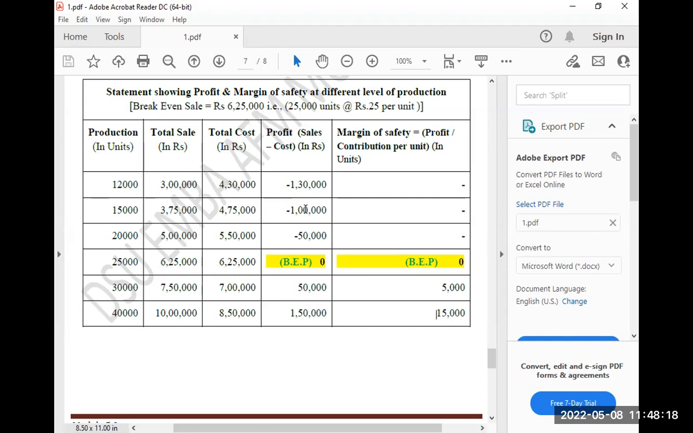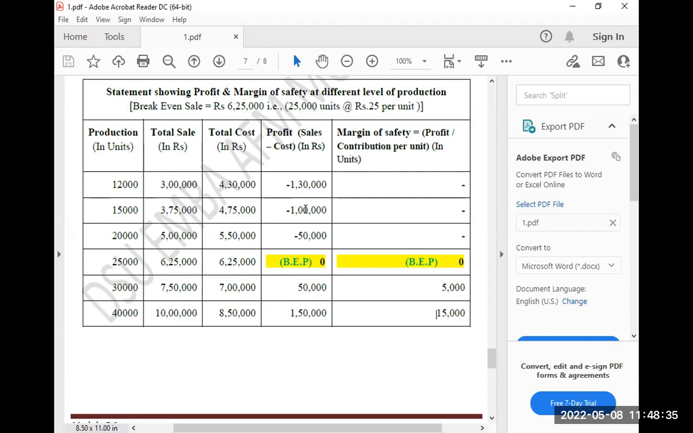Okay. And the last is 15,000 units. Simply you can say this is 30,000 minus break-even point. Break-even point is 25,000. So 30 minus 25 is equal to 5. 40 minus 25 is equal to 15.